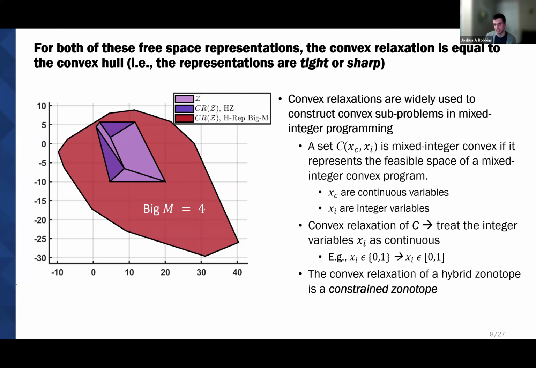So we say that a set C is mixed integer convex if it represents the feasible space of a mixed integer convex program, where here we're using x_c to denote continuous variables and x_I to denote integer variables. And so to take the convex relaxation of C, we treat those integer variables as continuous. So for instance, if the x_I belong to the set {0, 1}, we would relax that to saying that x_I belongs to the interval [0, 1] inclusive. And so it turns out that the convex relaxation of a hybrid zonotope is a set known as a constrained zonotope.